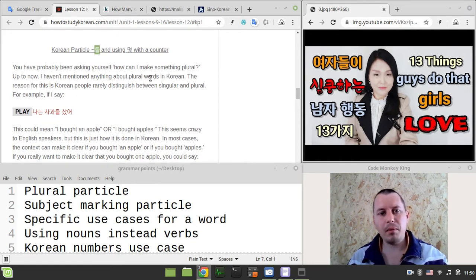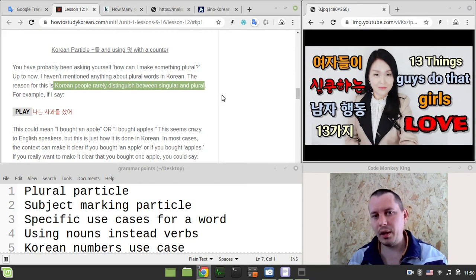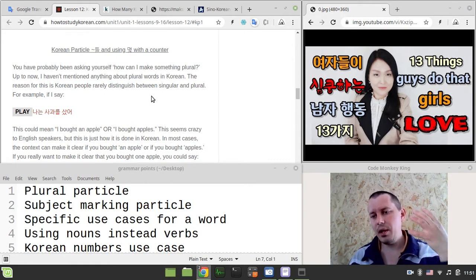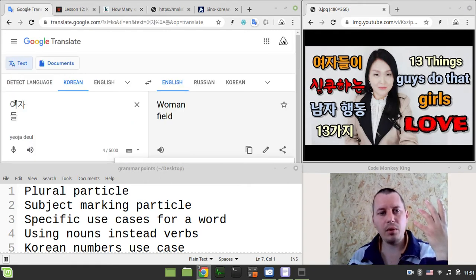Up to now, I haven't mentioned anything about plural words in Korean. The reason for this is Korean people rarely distinguish between singular and plural. So this is the core reason why you might not be encountering this sort of a particle that often, because Koreans don't really care that much about whether this is single or plural, right? However, sometimes it's necessary to use this particle. In this case we have a noun yoja, and apart from just making this noun plural, it should be treated like women, right?